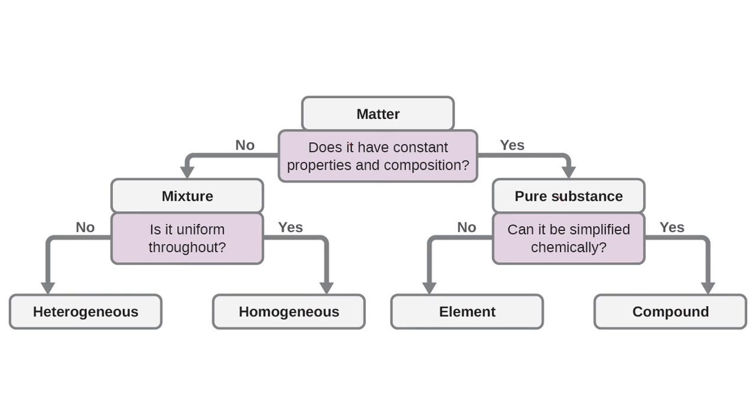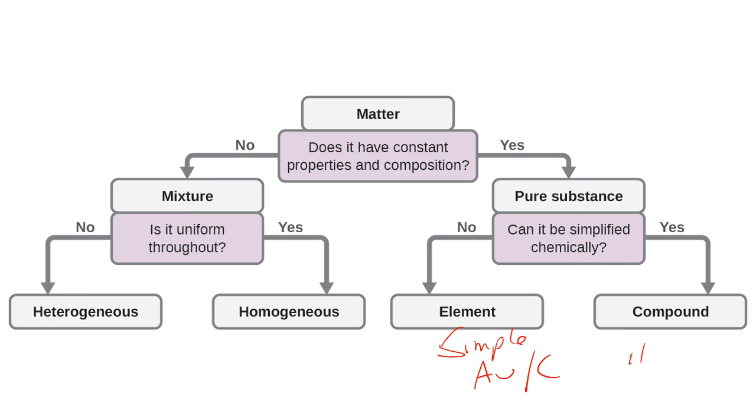Now let's jump over to pure substances, because now I have to determine, is it an element or is it a compound? The only way you can determine that for a pure substance is through a chemical reaction. So, can it be chemically separated? Elements, remember, are the simplest things. You can't split up Au into anything else. You can't split up carbon into anything simpler. If you can't chemically simplify or separate it, you have an element.